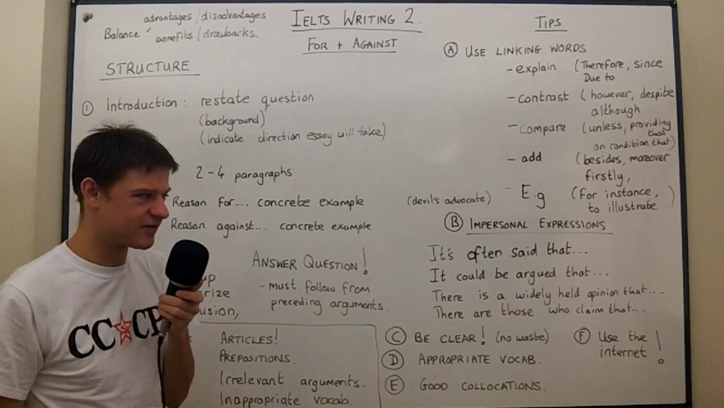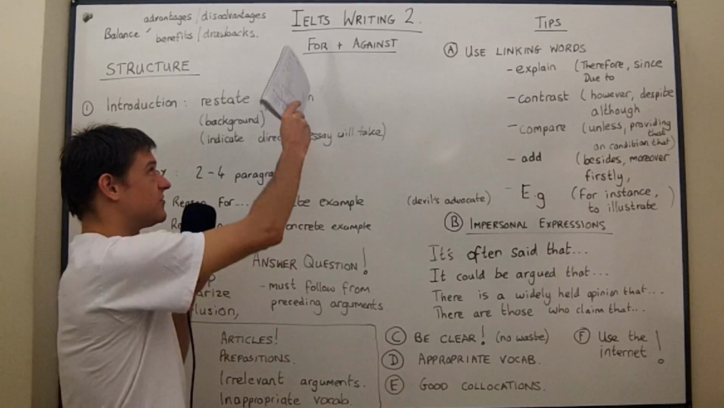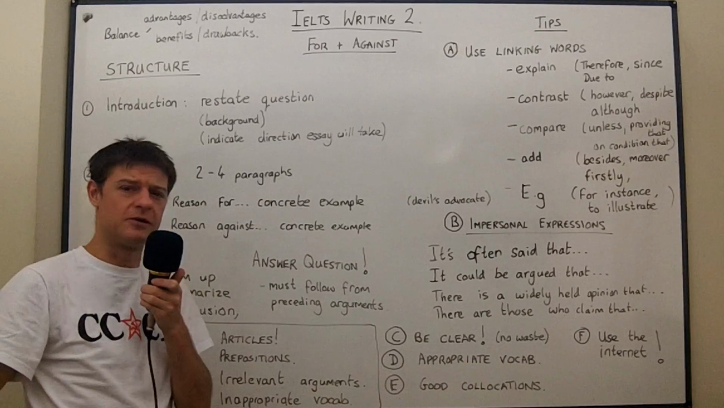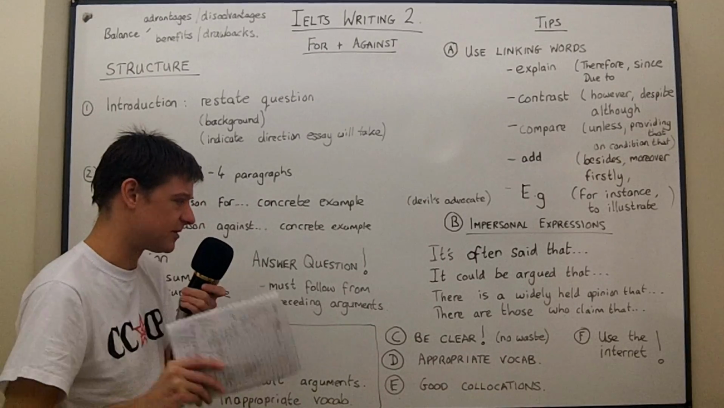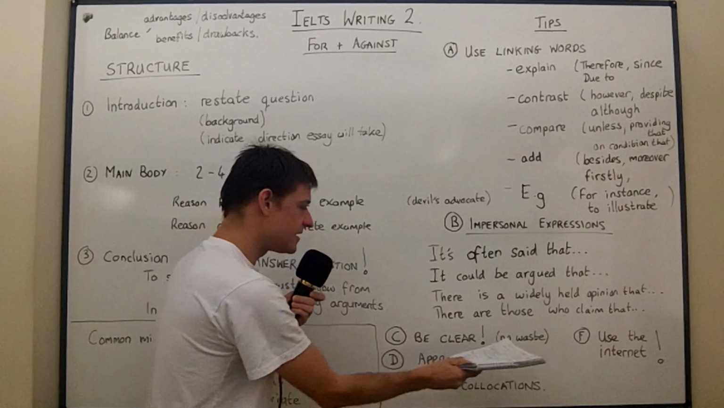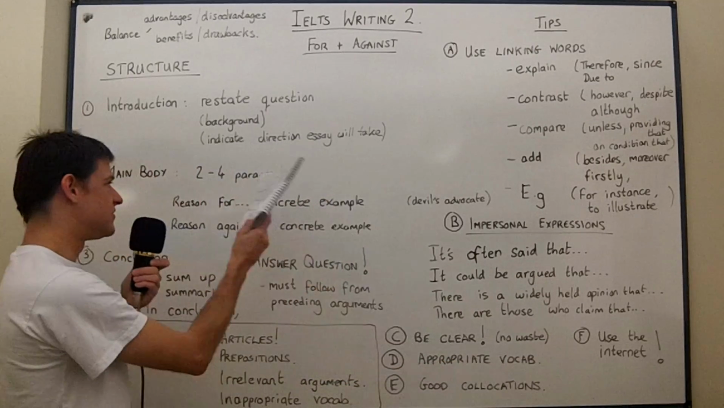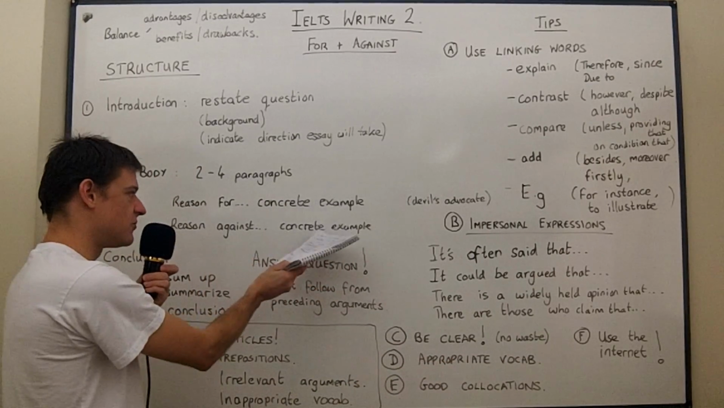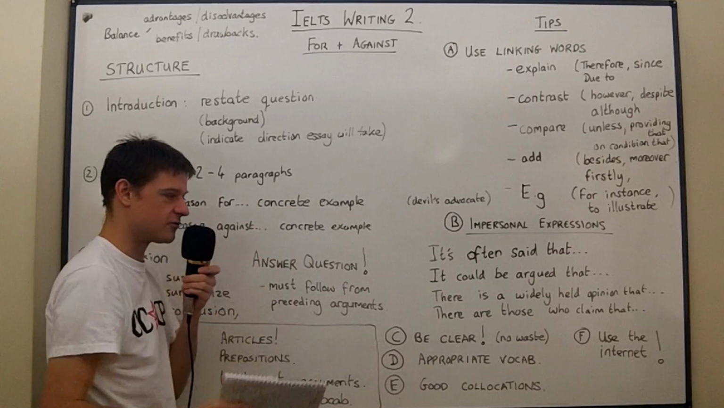There's actually a lot you could say about that, and with most of the IELTS for and against questions, they're very open questions and there are arguments on both sides. So be clear, don't waste any sentences, use them for your reasons for and against and for your concrete examples, very important concrete examples.